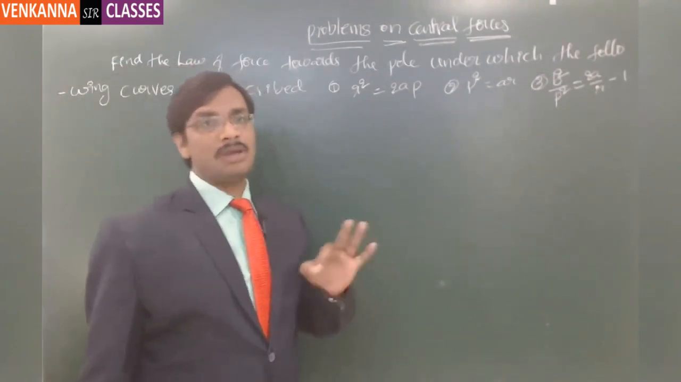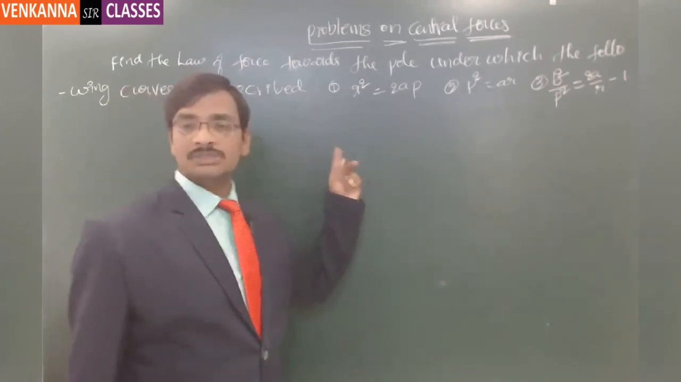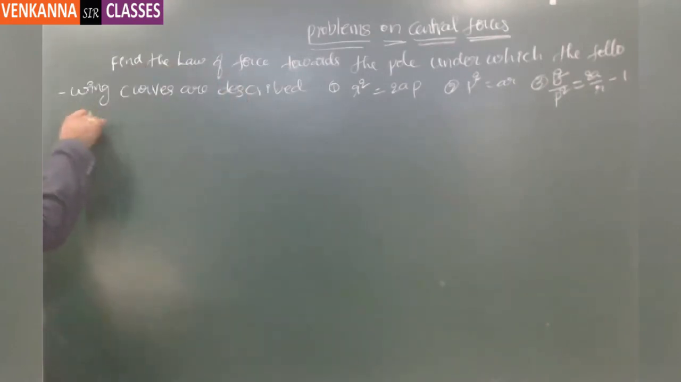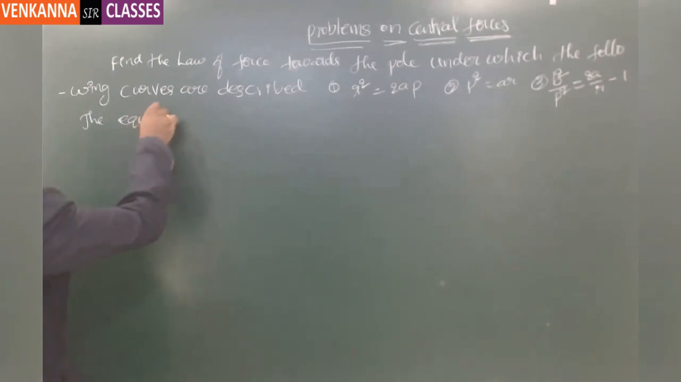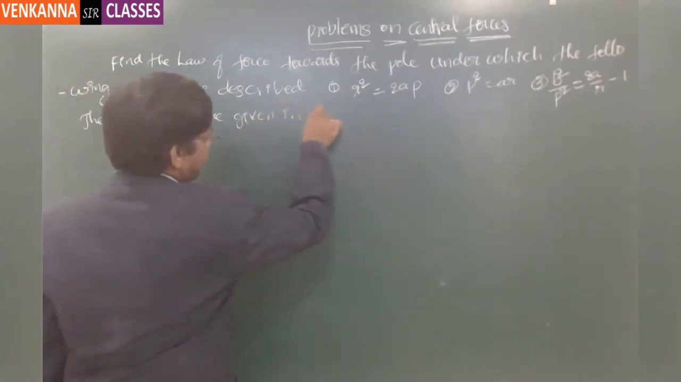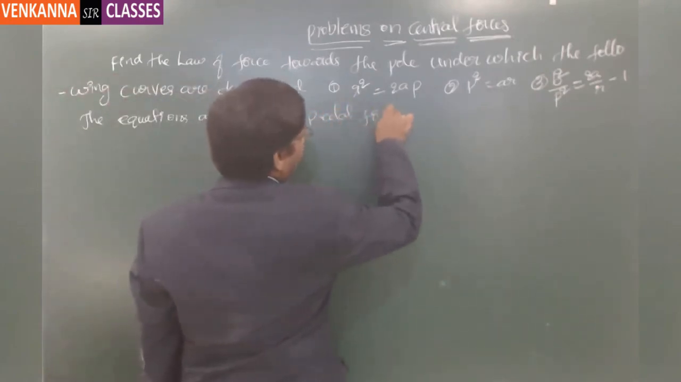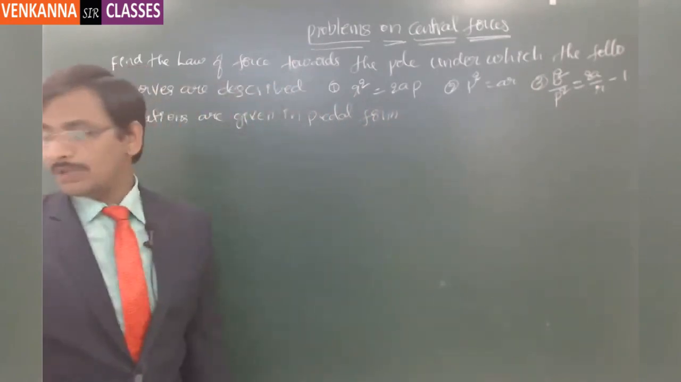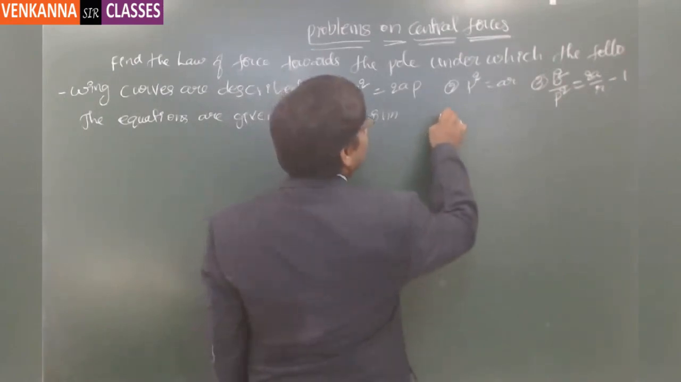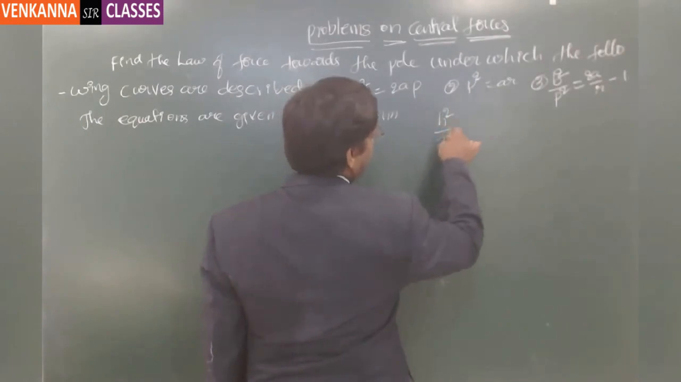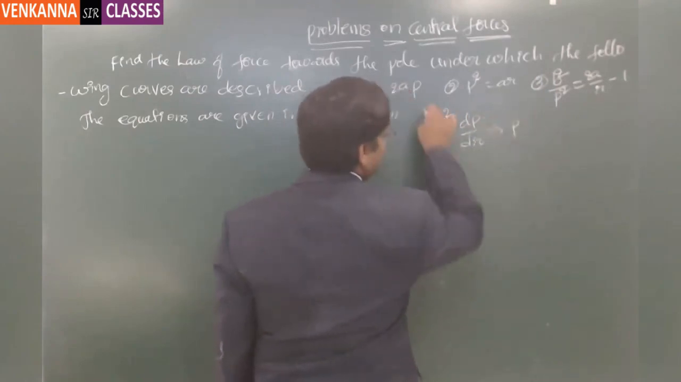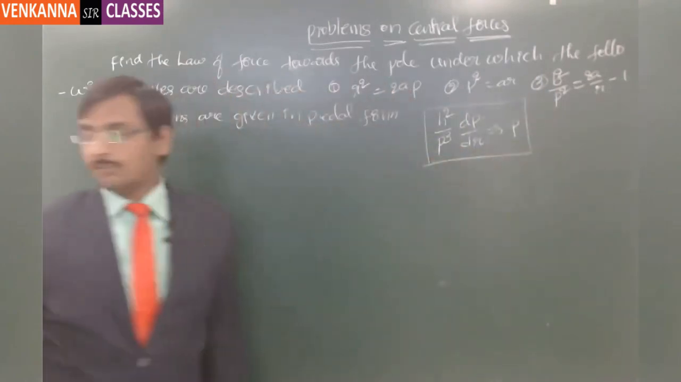Now, whether it is explicitly mentioned or not, if the relation is given in terms of r and p, this is a form of pedal. So the equations are given in pedal form. For pedal form, the differential equation of the central orbit we have derived, that is, h square by p cube into dp by dr is equal to p. So this is the equation of the central orbit in case of pedal format, right?